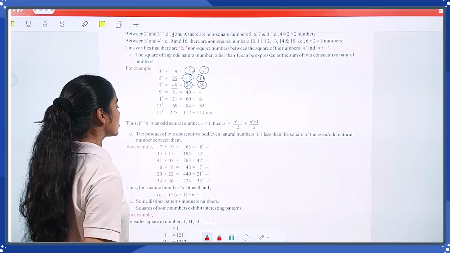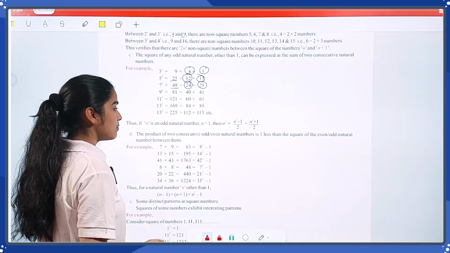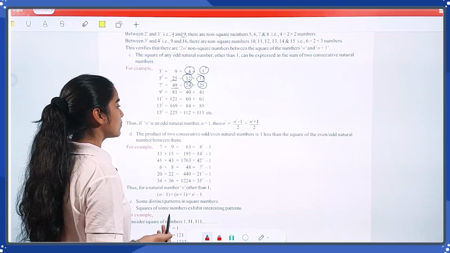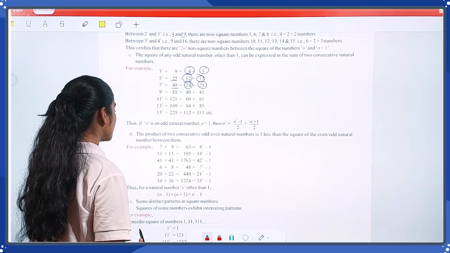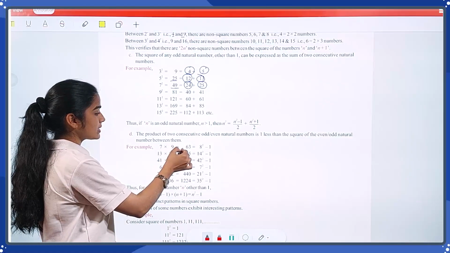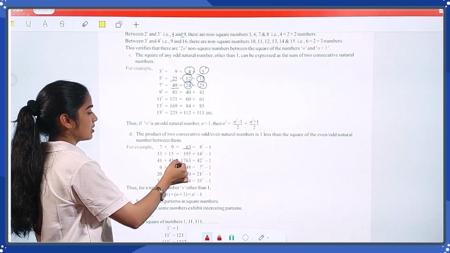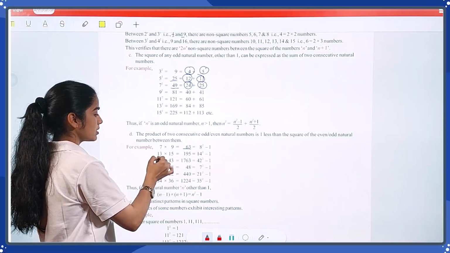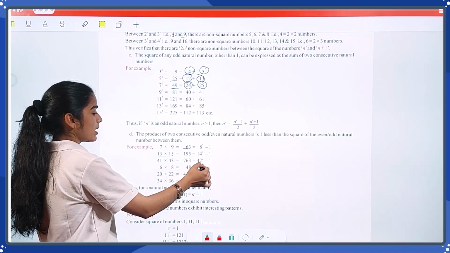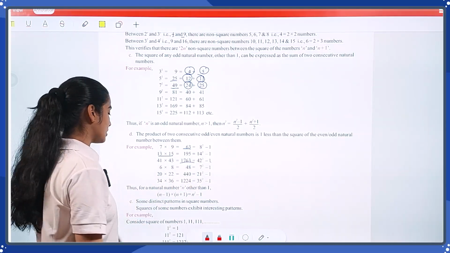The product of two consecutive odd or even natural numbers is 1 less than the square of the natural number between them. So 7 multiplied by 9 is 63. If I take 8 square minus 1, I will get this. Now 14 square minus 1 is this. 42 square minus 1 is this. You can simplify this.